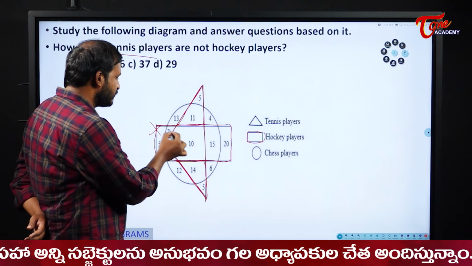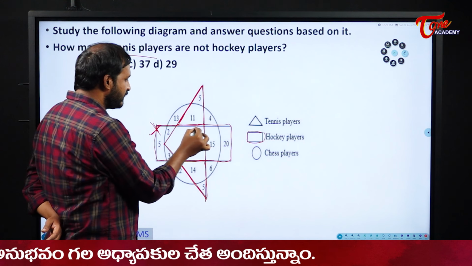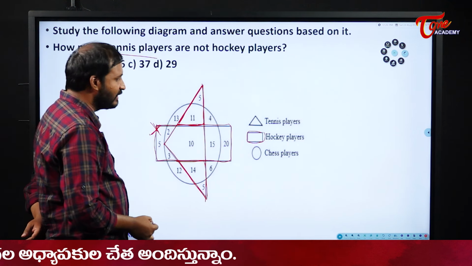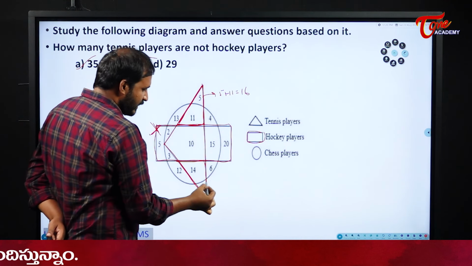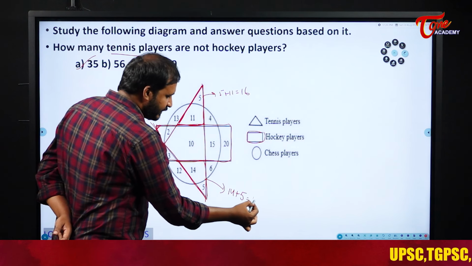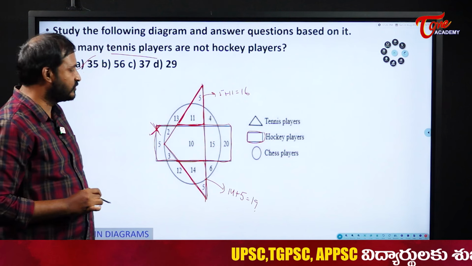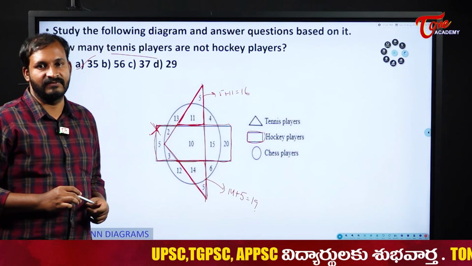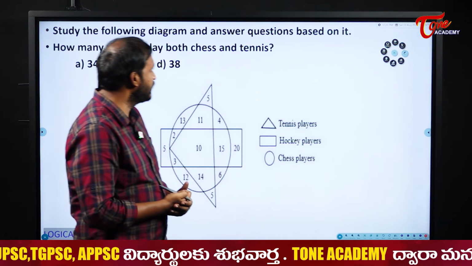Please see here, students, I should eliminate this one and consider only the things present inside the triangle. So the triangle has 5 and 11 here, overall 5 plus 11, that is 16. And inside the triangle here I have 14 plus 5, which becomes 19. So 19 plus 16, my answer here becomes 35. Choose the area which is necessary for us. Okay. Next one.